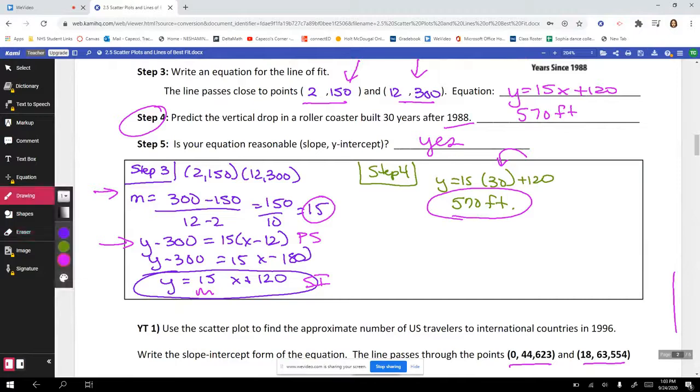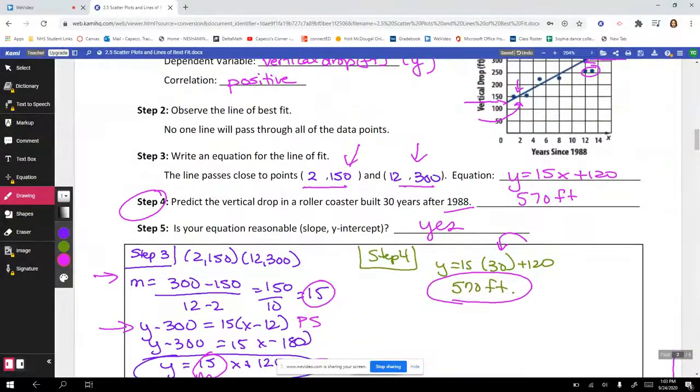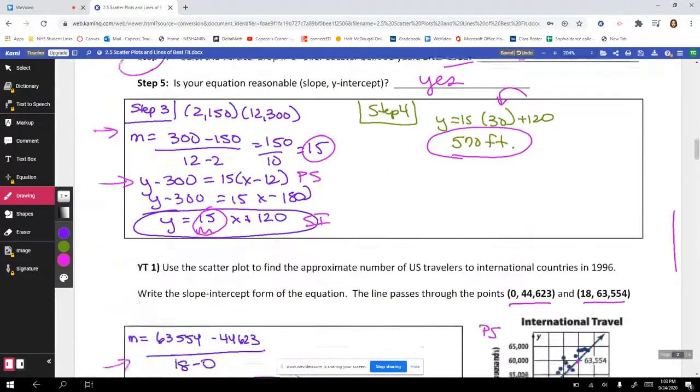One more thing to look at is our slope is 15. Remember that slope is our rate of change. So we're saying for every year that goes by, the vertical drop is going up 15 feet per year. So remember, rate of change is our slope.